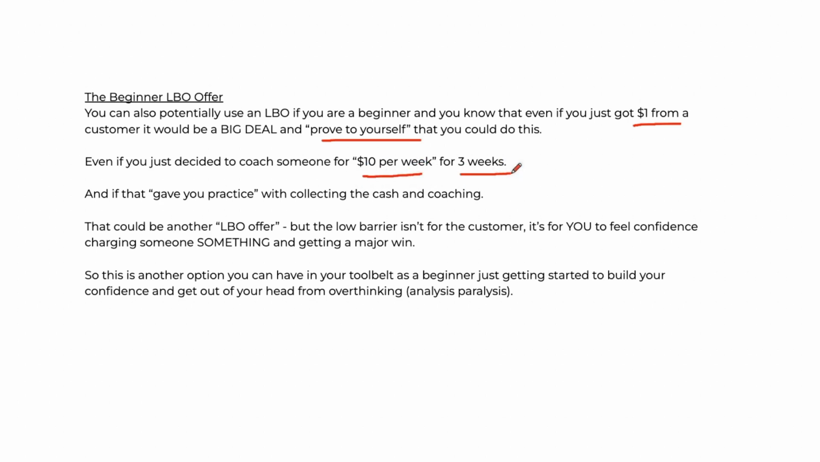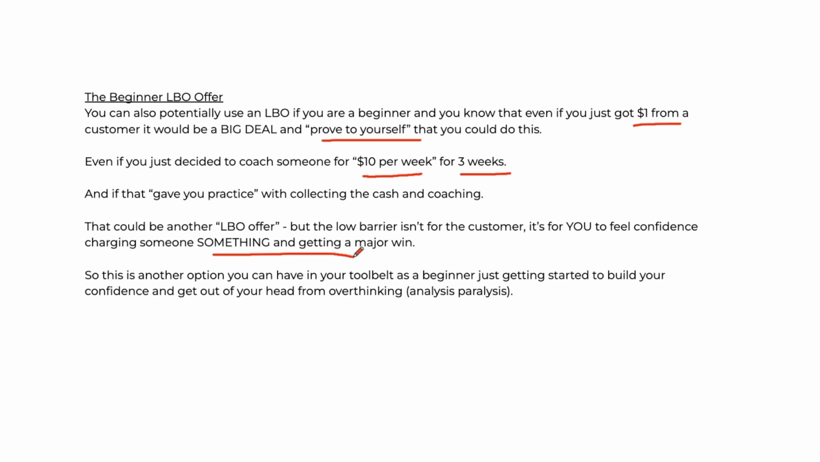And it gave you the practice in order to collect the cash, send the invoice, put the coaching calls on the calendars, all that kind of stuff. So this could be a different type of LBO offer, but the low barrier, yes, it's kind of for the customer, but more so it's for you to feel confidence charging someone something, and that would be a major win for you, right?